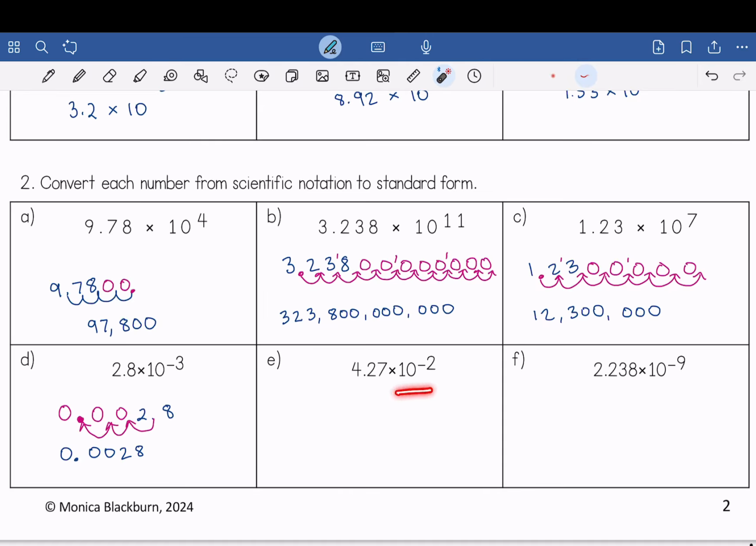Let's look at E. Again, negative, it's going to move to the left. So I'm going to rewrite my number, 4.27, and I'm going to move my decimal point 2 spaces to the left. So I only need to add 1 zero here, decimal point, and 1 more zero. So this number from scientific to standard form is written as 0.0427.